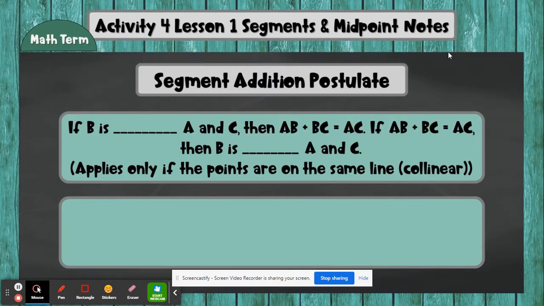So the postulate is called the segment addition postulate. It says if B is between A and C, so if point B is between point A and point C, then AB plus BC equals AC. So the two smaller sections, if you add those together, you get the whole. Or the converse, if AB plus BC equals AC, then B is between A and C. So it has to work both ways for the postulate to work. And it says underneath it applies only if the points are on the same line, or what we call collinear. Okay?